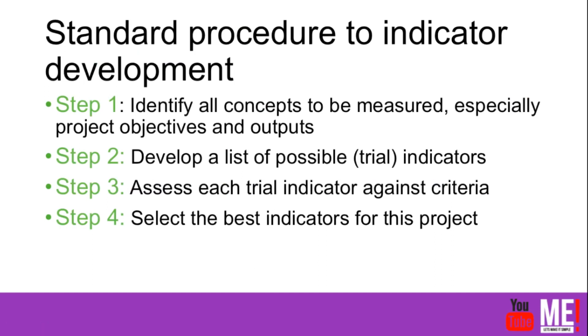Okay, standard procedure to indicator development. As an M&E officer, it is standard practice that you follow these four major steps when it comes to indicator development. Number one, identify all concepts to be measured, especially projects, objectives, and outputs. Number two, standard practice is you should develop a list of possible trial indicators. Number three, assess each trial indicator against criteria. And finally, select the best indicators for this project.